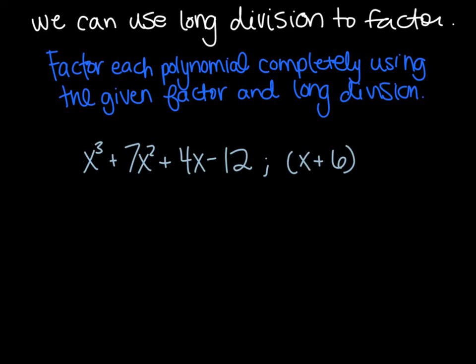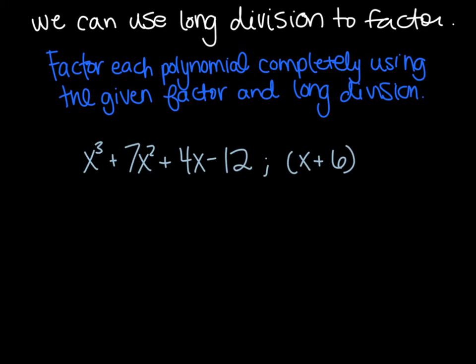And one thing that we can do with polynomial division is determine other factors, which is really cool. So we can use long division to factor. With this one, we have our polynomial x cubed plus 7x squared plus 4x minus 12, and they also have given us that x plus 6 is a factor. So we can use this factor to determine the other thing. So what we're going to do is just apply long division.